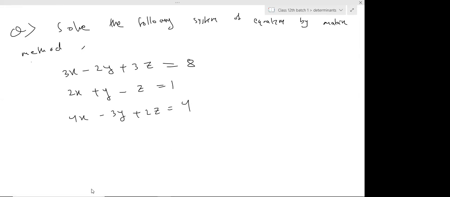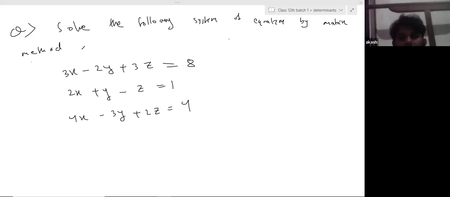Try to solve this and send the answers in the chat if you can, or even speak. Sir, the last equation is equal to 4? 4x minus 3y plus 2z equals 4. All right, this is my z. Old habits die hard.